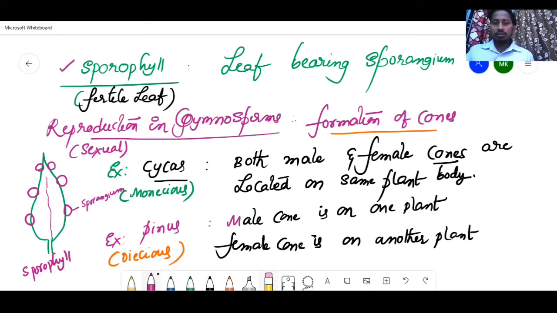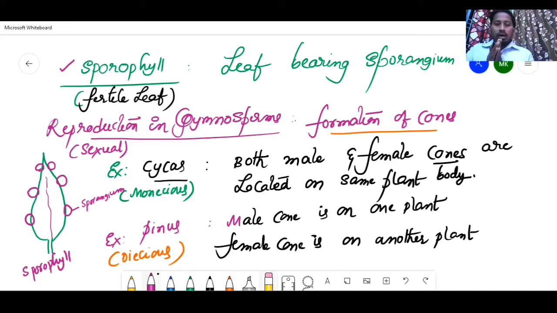Meghna, have you understood? Yes, sir. What is sporophyll? Sporangium present on the leaf surface. Yes, if a leaf contains sporangium, that is called sporophyll.